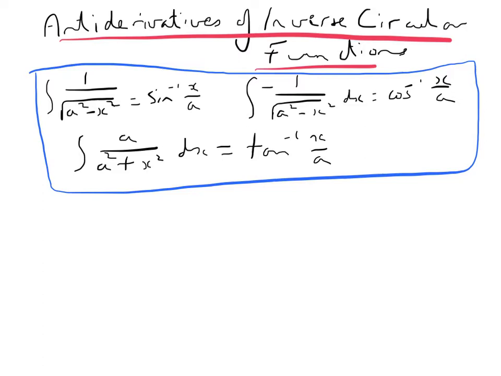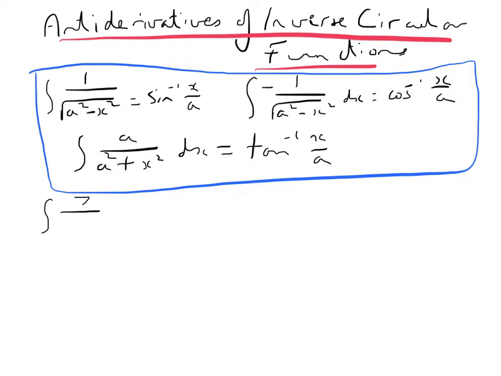Therefore, if we were presented with 1 over the square root of a squared minus x squared, this obviously must have come from inverse sine x on a. The negative value came from cos, and constant over constant plus x squared: once you see a fraction with a number plus x squared, you start thinking about tan as a possible option. So let's have a look at one.